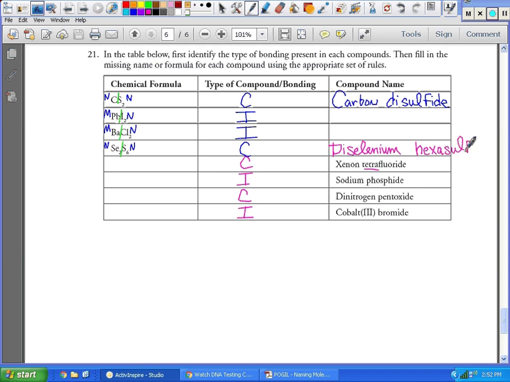Now, let me just say this out loud. To be honest with you guys, some of these don't exist in real life. They just made up some stuff just to get you to practice it. So again, these may or may not exist in real life. All right, Gage. Xenon tetrafluoride. So what you got for the formula?